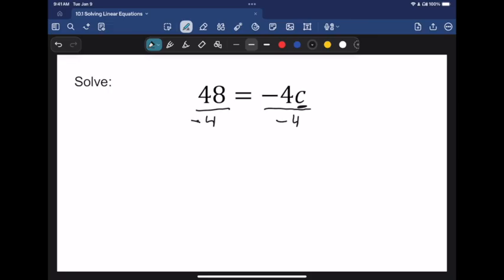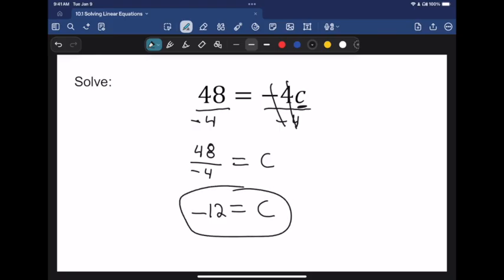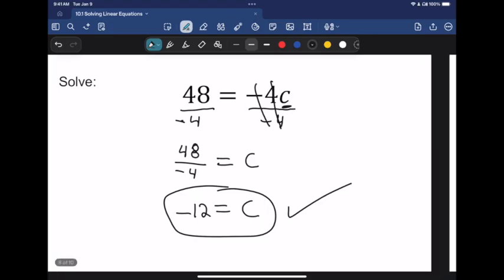And we will get 48, our new equation, divided by negative 4 equals negative 4 divided by negative 4 like this. These will cancel each other out. So now we just have c left over. And so now we can do 48 divided by 4, and we have our one negative, so it's going to remain there, is negative 12. And we get our answer, negative 12 equals c. Okay? So there we go. So it's nothing crazy. We just need to do the opposite operation of whatever is being done to the variable.